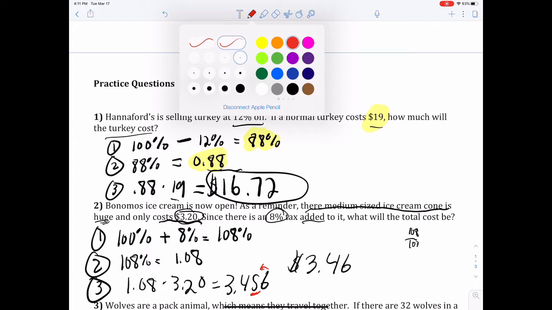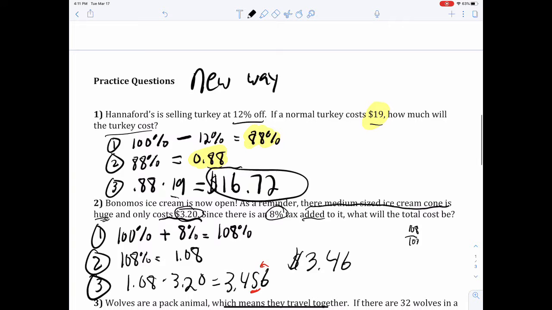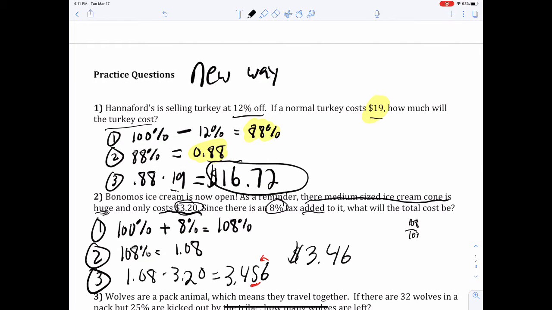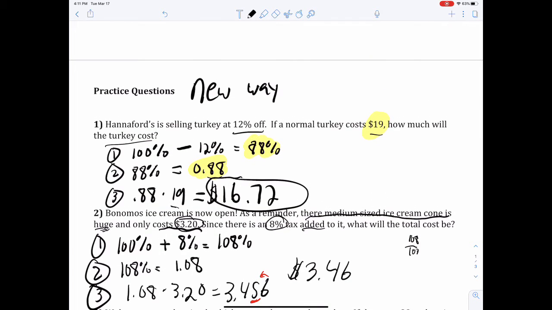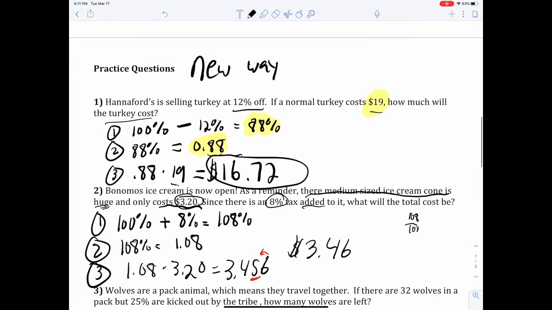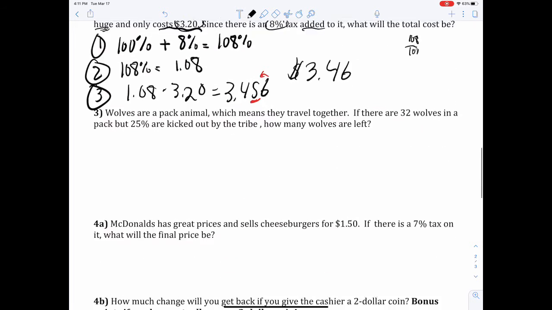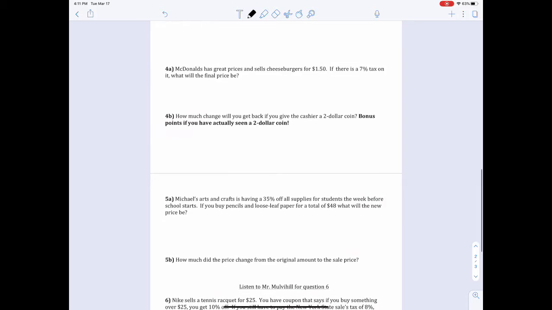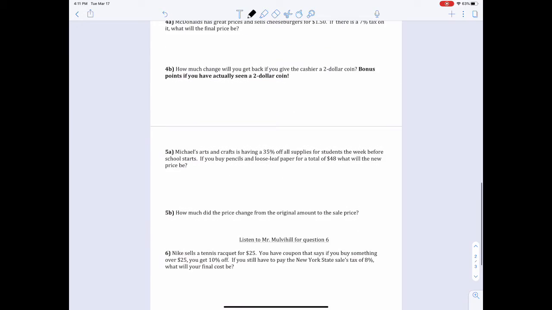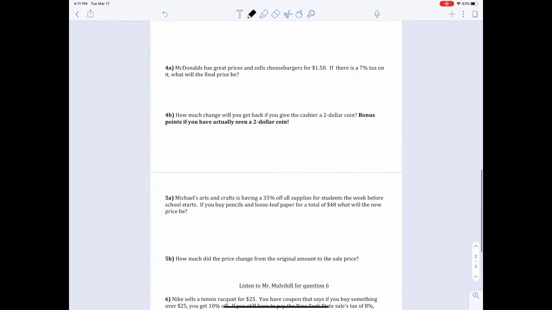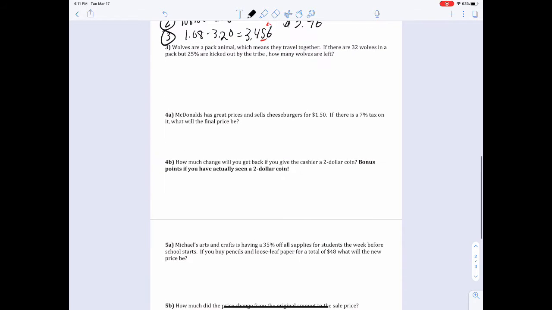Okay. So if things don't make sense, if I felt like I was just copying Mr. Mulvihill and I didn't really know what I was doing, I would rewatch that. I'd pause it, I'd rewatch it. But if you were following along and everything really made sense, then I would try 3, 4, and 5 there, and then pause at 6 for me to go over 6 with you. So you can pause the video if you want to give those a try, and then resume when you're ready.